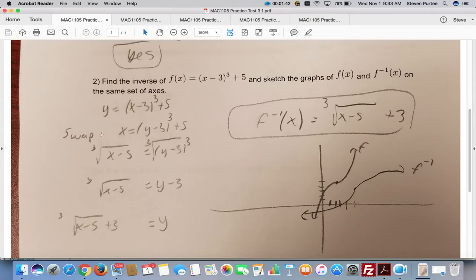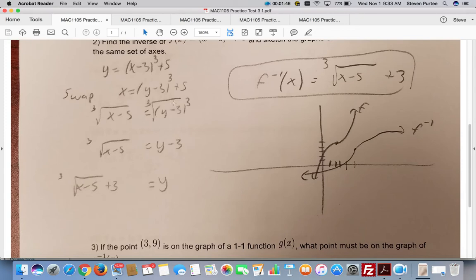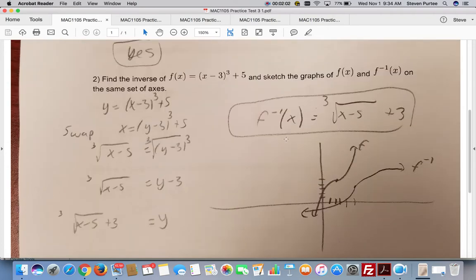Then to get rid of this cube, we take the cube root of both sides. On the right side, the cube root of junk cubed is just junk because they're inverses of each other. They just cancel out. We get this equation. Move the 3 over, and then finally rename y f inverse of x. Here's our inverse. The inverse of a cube is a cube root. Instead of adding 5 on the outside, we're subtracting 5 on the inside. Instead of subtracting 3 inside, we're adding 3 outside.